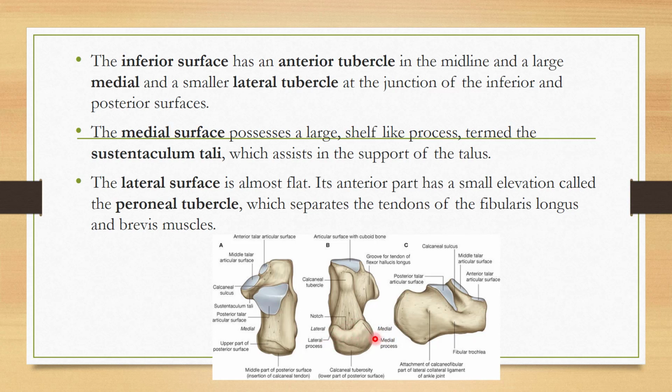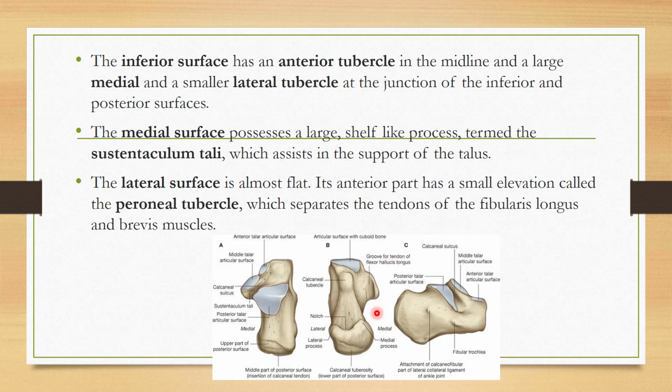These tubercles are named as medial tubercle and lateral tubercle because one is present on the medial side and one is present on the lateral side. So total there are 3 tubercles on the inferior surface of the calcaneum. These tubercles are forming one triangular area. See here, this is anterior tubercle, this is medial tubercle and this is lateral tubercle.